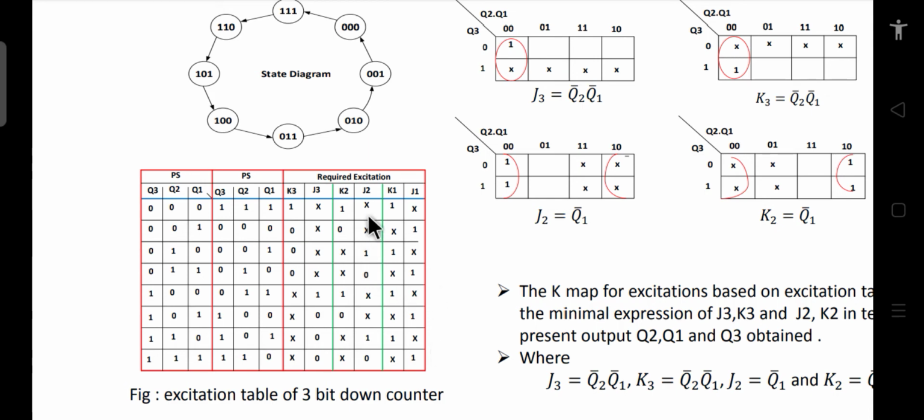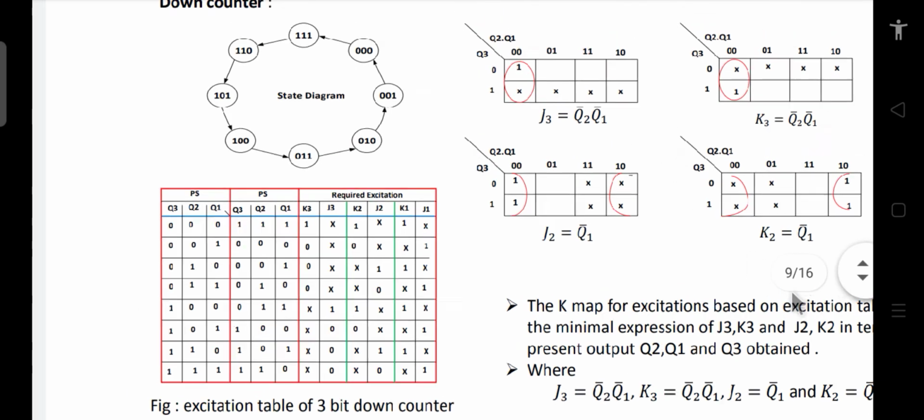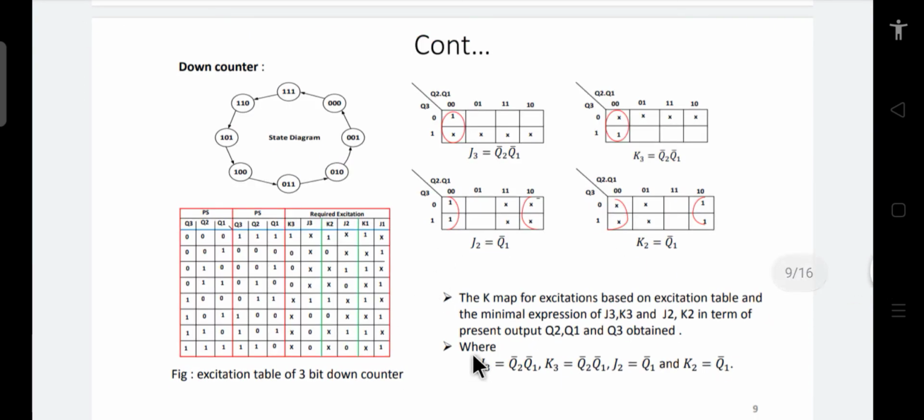Whereas J2 and K2, if you solve it, J2 will be equal to Q1 bar. J2 and K2 both will be equal to Q1 bar, whereas J3 and K3 will be equal to Q2 bar and Q1 bar. So if you write J3, K3, J2, K2, you get the equations like this. Now you have the equations for the up counter as well as for the down counter.